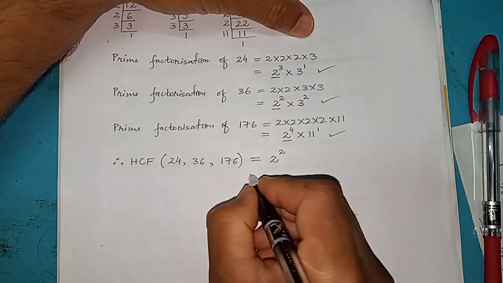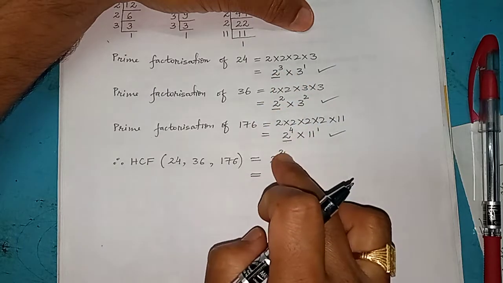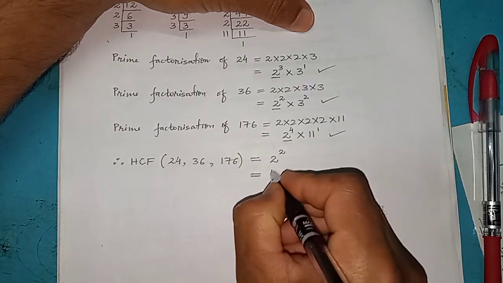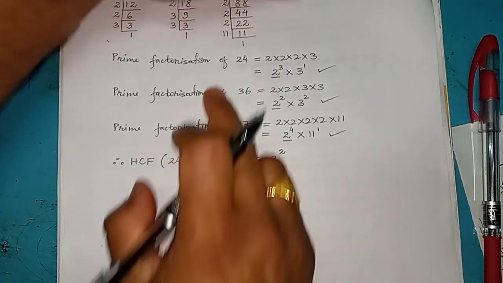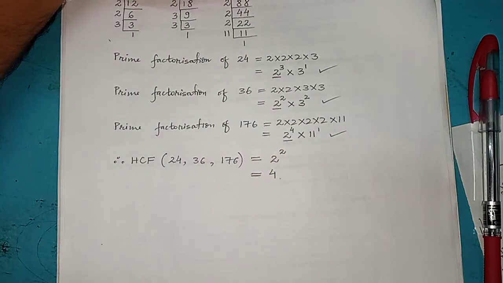So now you can see that 2 is the only common prime factor and square is the lowest power. So now 2 square, 2 into 2, is 4. So we have got the answer. The HCF of these 3 numbers, the highest common factor of these 3 numbers, is 4. So we have found the HCF.